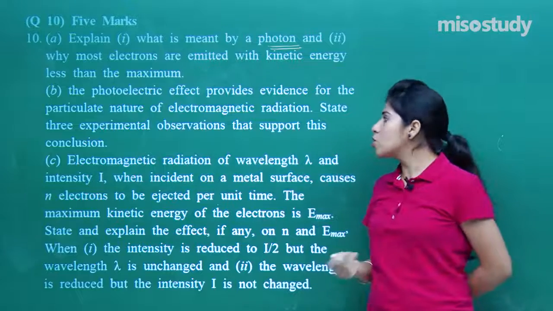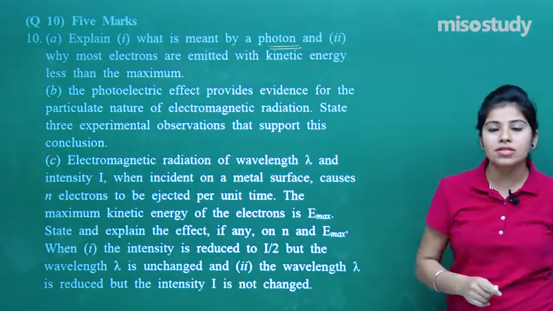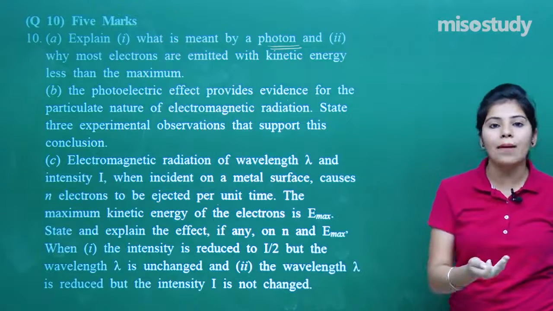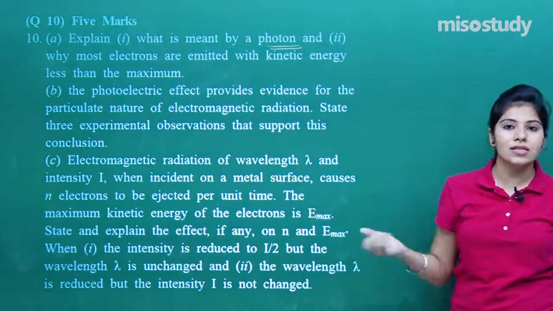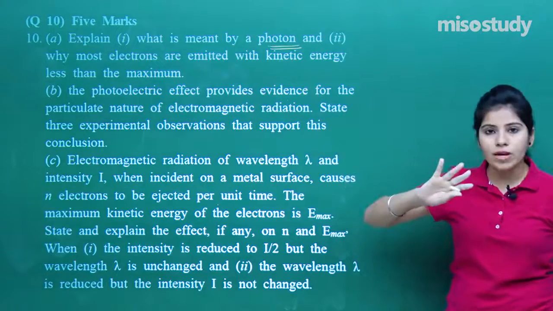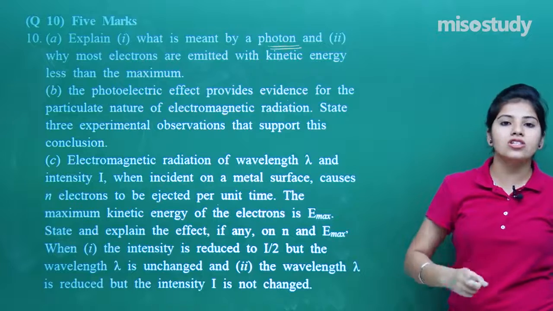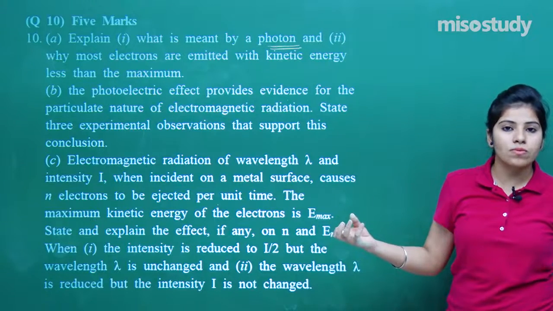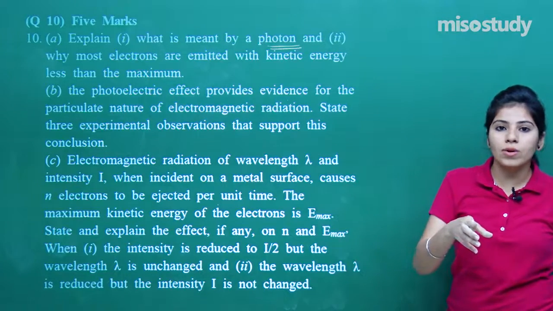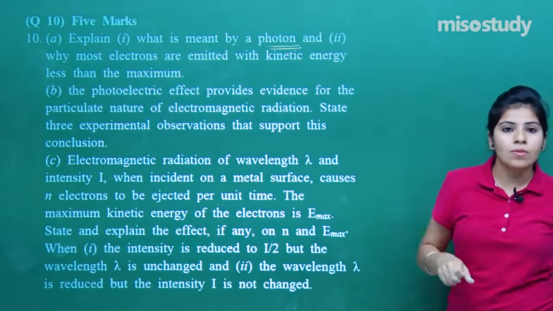State 3 experimental observations that support this conclusion. So first of all, you can write that the photoelectric process is an instantaneous process. Secondly, you can write the photoelectric process will only happen when the frequency is greater than the threshold frequency. Thirdly, because we have to give three experimental conclusions, you can write if the frequency of the radiation is more, the kinetic energy of the electrons coming out will be more. And if the number of photons falling over the surface is more, the intensity is more, and the number of electrons coming out will be more.